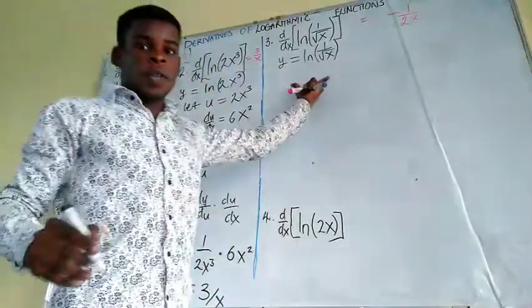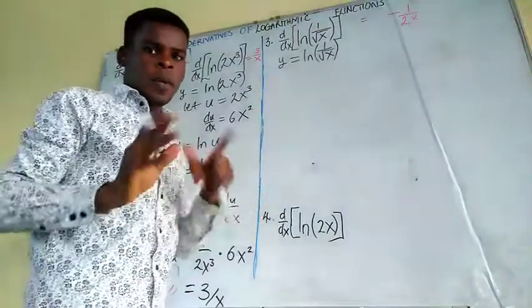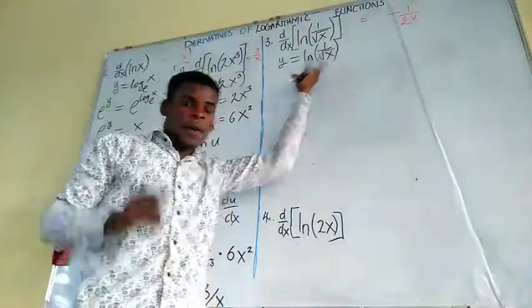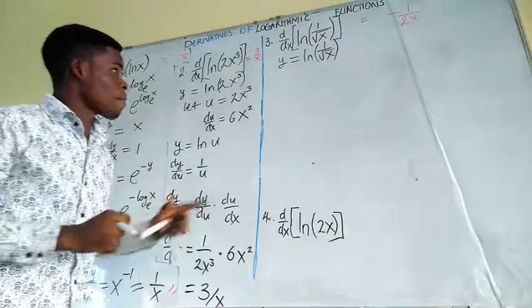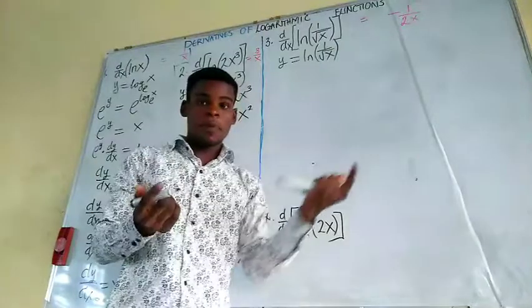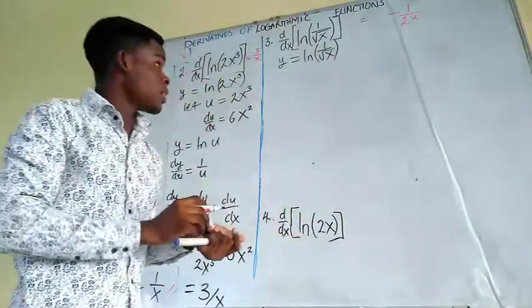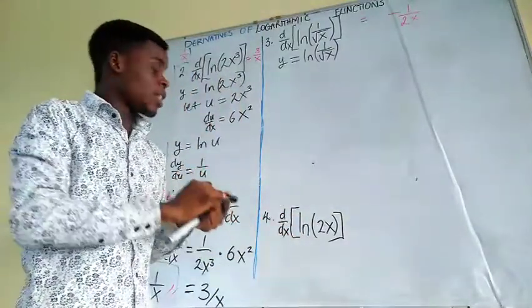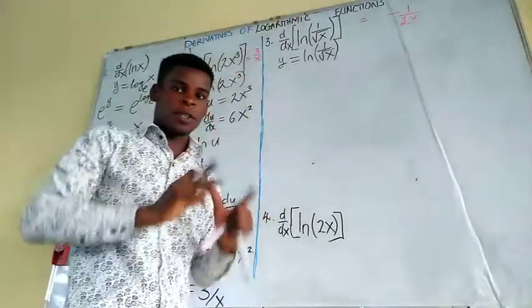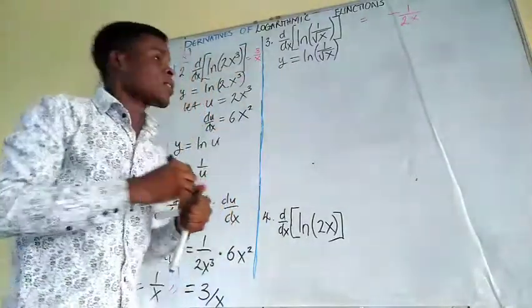For function of function, let's make some substitution. Or better still, looking at this right here, now the idea is this. When you have ln of any function of the independent variable, say x in this case, the derivative of ln of any function is 1 over that function. Okay, let's just do that.